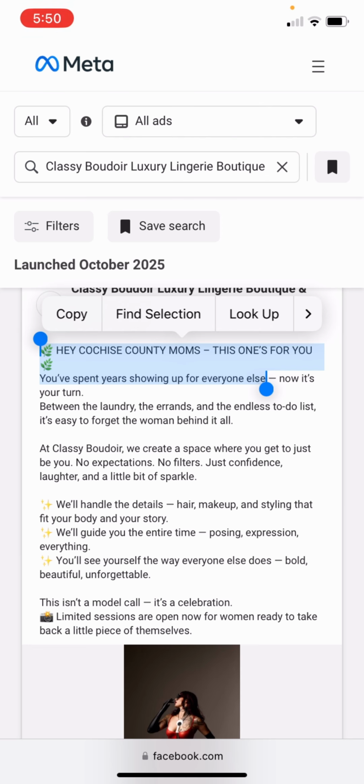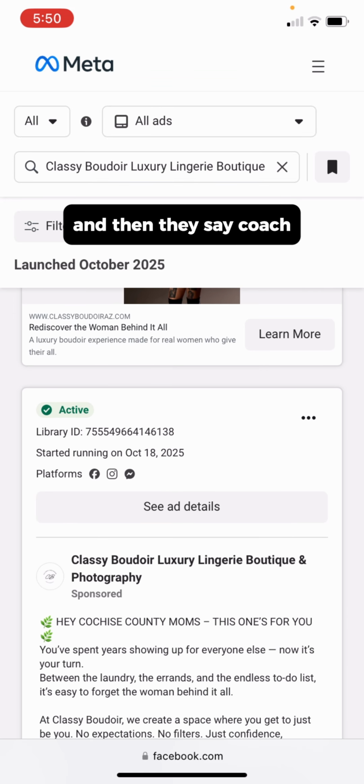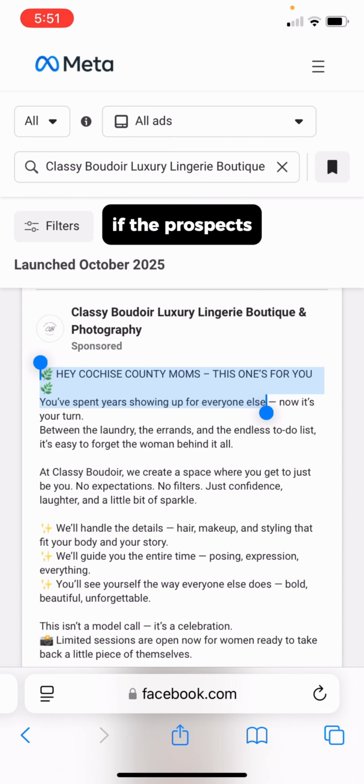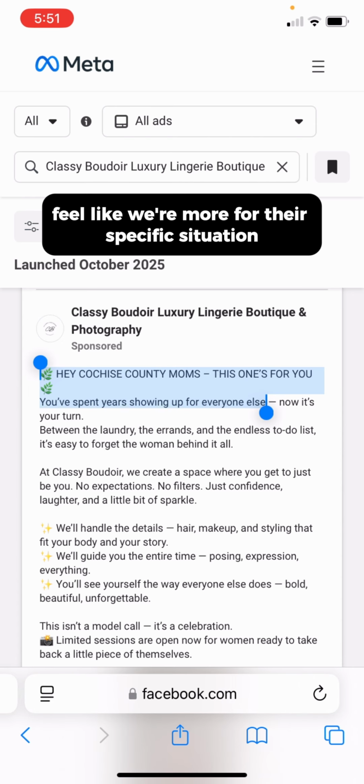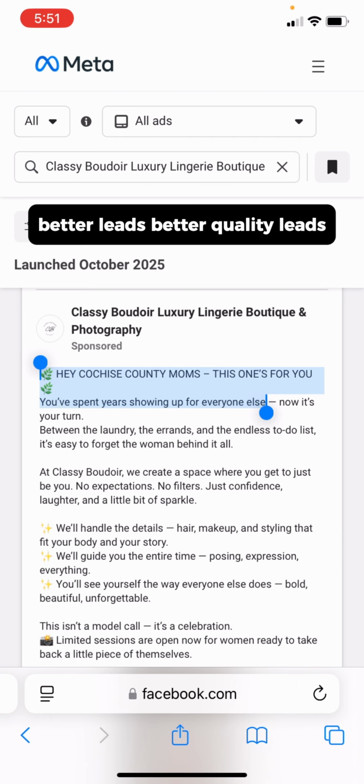As women are scrolling by, they really don't register this highlighted part of the ad until they get to here, and then their subconscious registers Cochise County moms, and they scroll back up to actually read our sentence. So it's good. We get more specific and more qualified if the prospects feel like we're speaking to their specific situation. That's perfect. So, better leads, better quality conversations, more revenue.